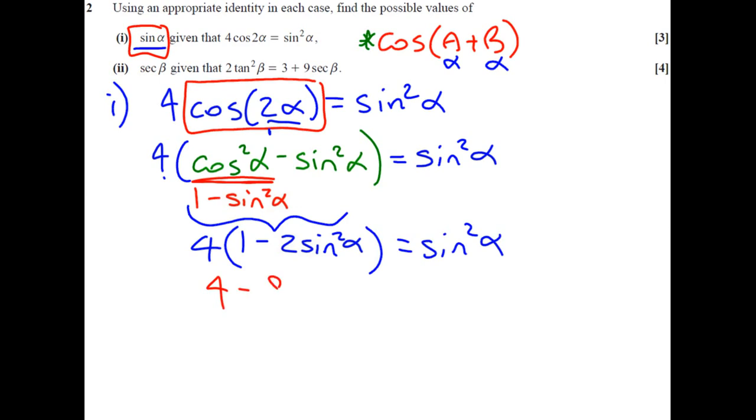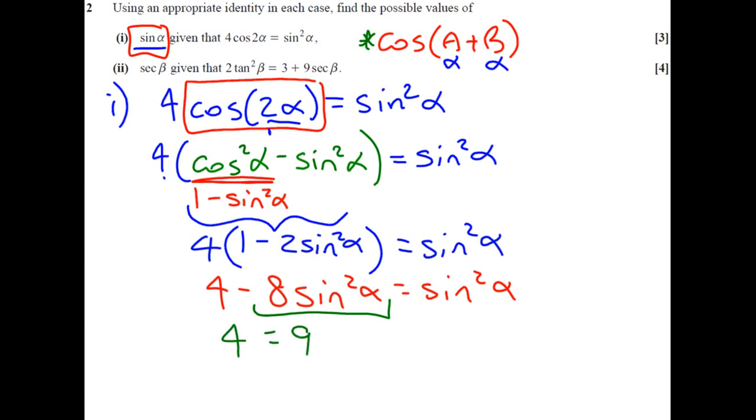We get 4 minus 8 sine squared alpha equals sine squared alpha. We want to bring all the sines to the same side. So we add 8 sine squared alpha onto both sides of the equation.